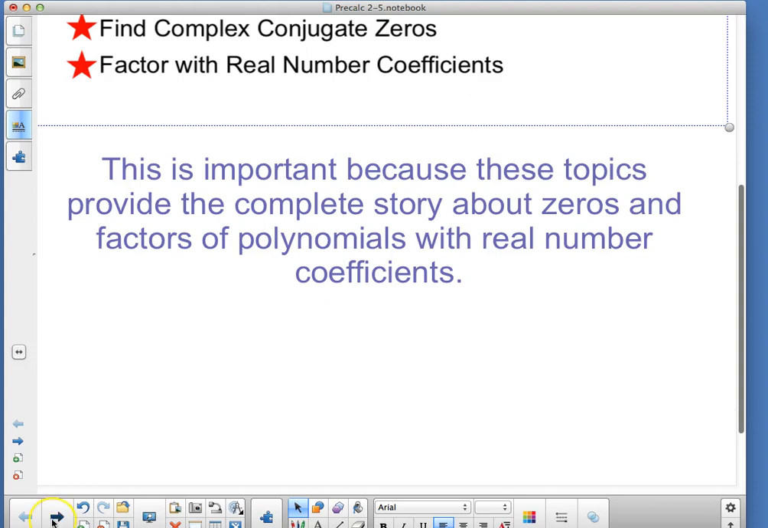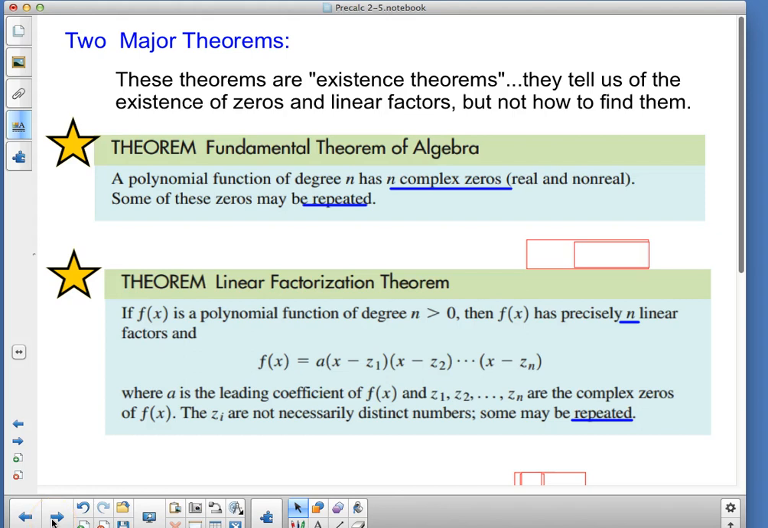Okay, now as we're moving on, two major theorems. These theorems are existence theorems. They tell us of the existence of zeros and linear factors, but not how to find them. They just tell us, hey, they're out there. Okay, extraterrestrials, they're out there.